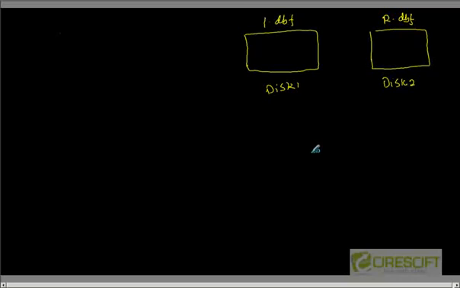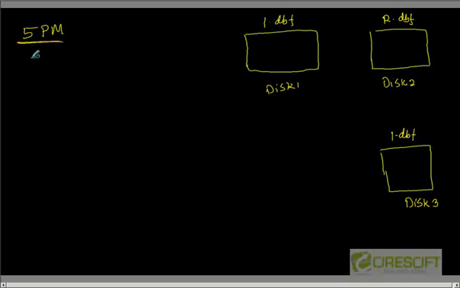And then what I'm doing, every day at 5 p.m. I am copying this 1.dbf to another disk called disk 3. Disk 3 will be exactly a copy of 1.dbf at 5 p.m. So that means at 5 p.m. this 1.dbf on disk 1 and 1.dbf on disk 3, they are same.